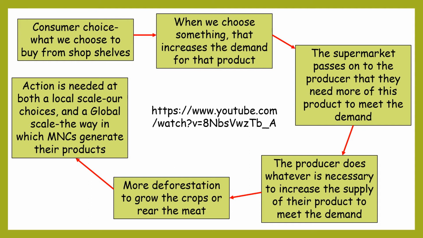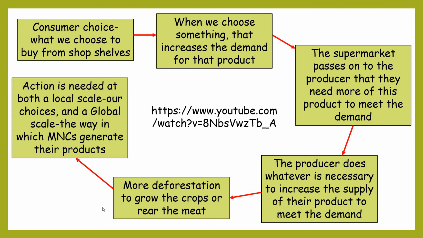It's the same with any rainforest product. It's all about supply and demand. And when demand goes up, supply needs to go up to meet that demand, and that means more deforestation to grow the crops that you need to make the product, or to rear the meat in the case of beef exports in Brazil, for example.